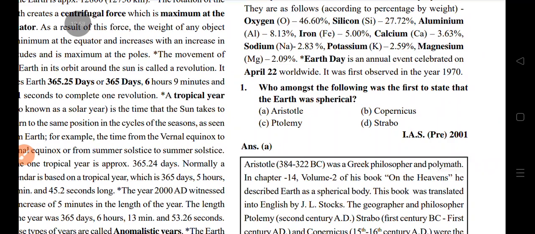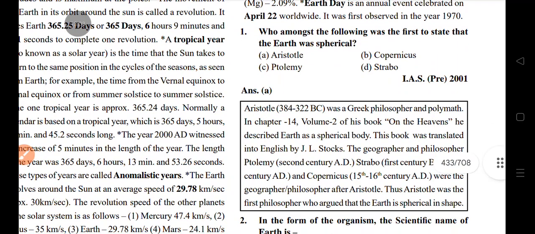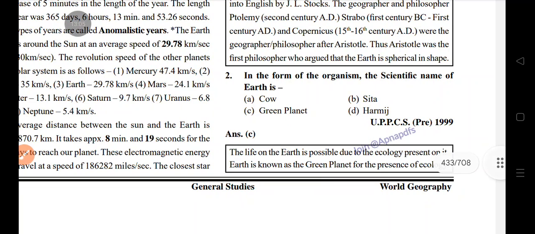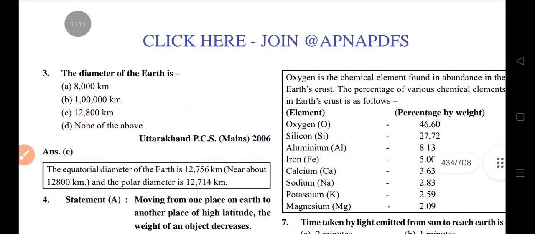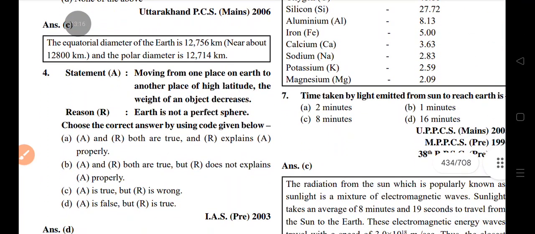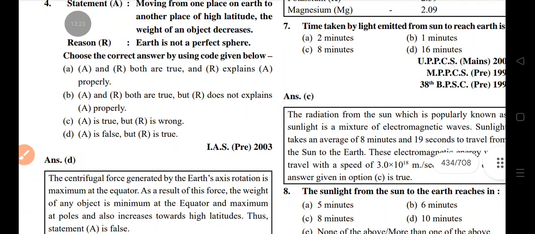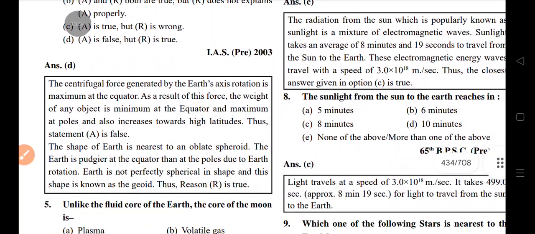Which of the following was the first to state that the Earth was spherical? Aristotle. In the form of organism, the scientific name of Earth is the green planet. Diameter of the Earth is 12,800 kilometres. Moving from one place to another place of high altitude, the weight of an object decreases, not increases. Earth is not a perfect sphere, it is geoid in shape.